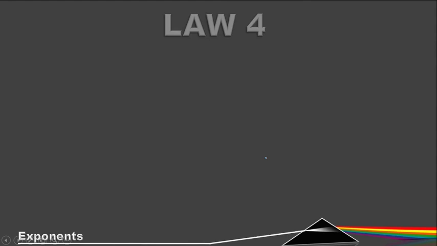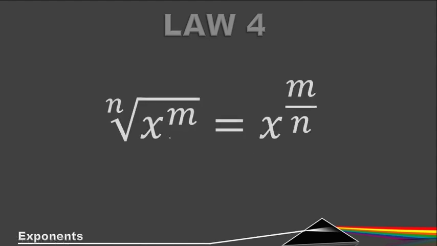Now for law 4, which states that if I have the root of a number, it could be square root, cube root, I take my root and I divide it with the exponent. So let's say we've got z to the power of 9 and we cube root it. Then to simplify that, we just divide. So z to the power of 9 divided by 3 is equal to z to the power of 3.